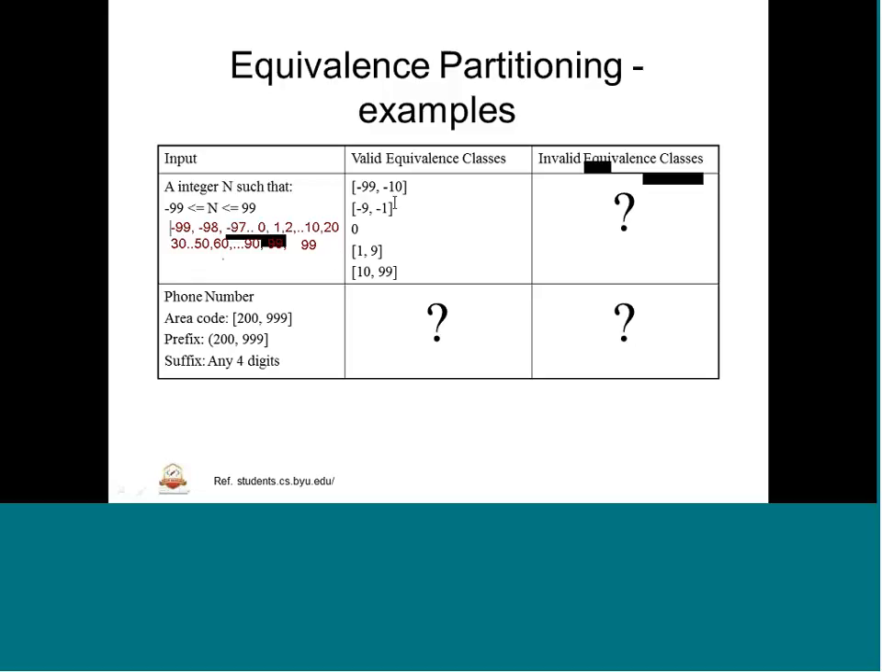The second equivalence class has minus 9, minus 1, where a single digit negative number is being taken. Then there is the value of 0. So 0 should also be accepted as per this input range. Then similarly we have 1 to 9, with 1 and 9 on the single digit side, and we have 10 and 99. This is the maximum value. So this is a good example of a valid equivalence class.